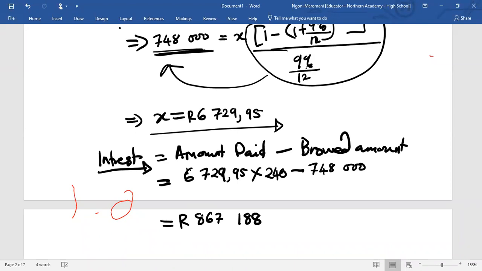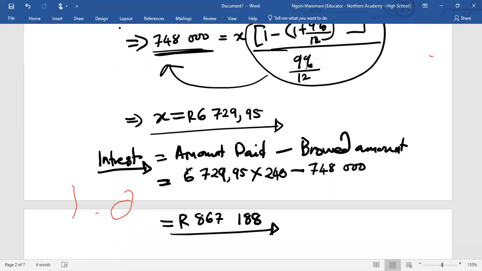867,188. I guess they say to the nearest 1 rand. Yes. So can you see that banks are in business? How much did you borrow from the bank? 748,000. You borrowed 748, but at the end of 20 years, on top of that, you will have paid again almost 900,000. Can you see that one? It's a lot. They're in serious business, right?